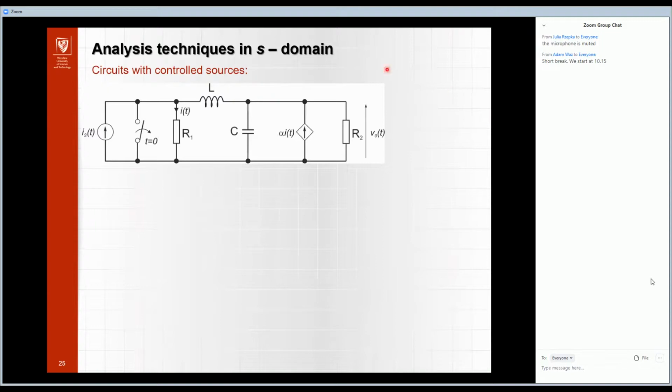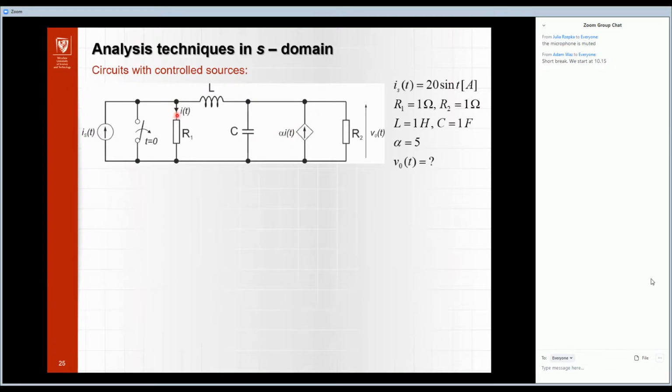Okay, so we have here the current source, some inductors, capacitors, two resistors, a switch, and here is the current source controlled by the current which flows through this resistor. We have some data for this circuit: the current function and values for the parts, and this is the coefficient alpha connected with this source.